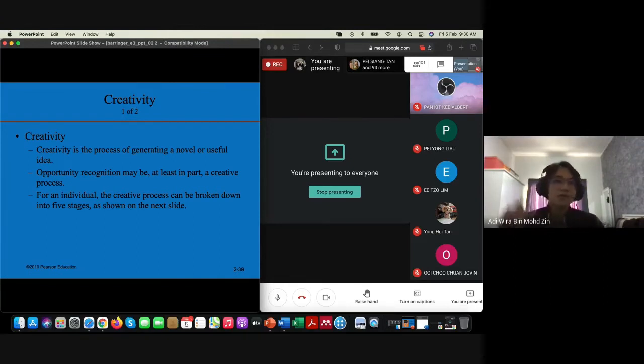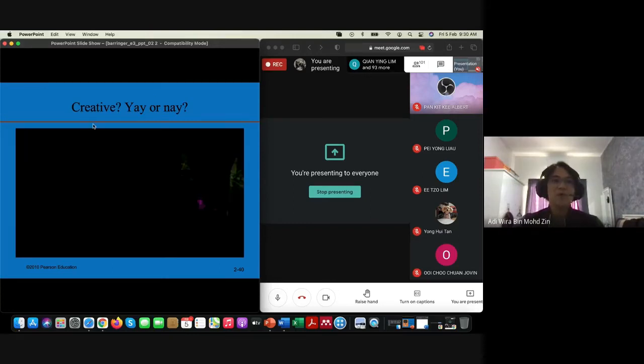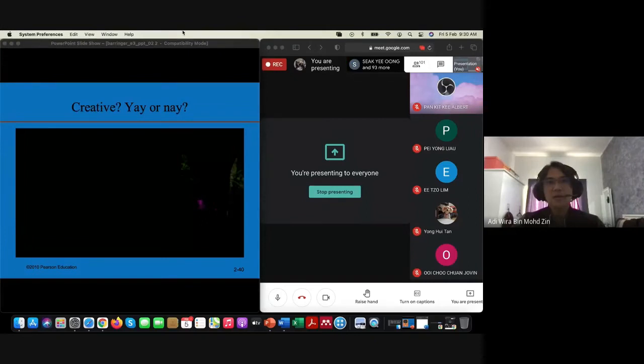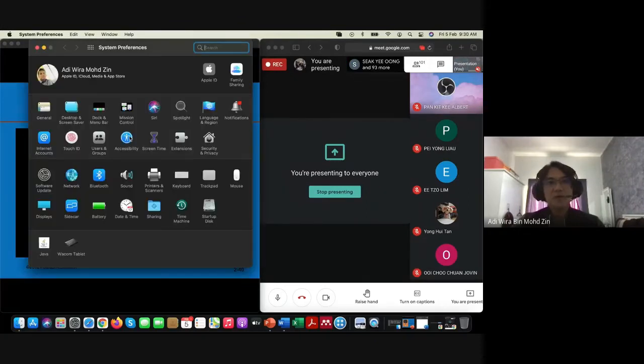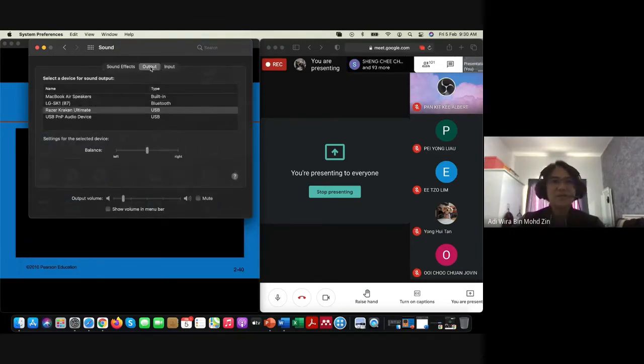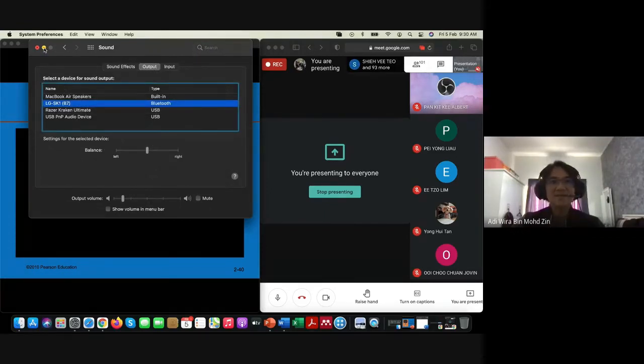When we talk about creativity, we have five stages. Before we go to another slide, maybe you can look at this slide. I just want you to think that creativity doesn't involve a new invention. It is actually creating something a bit different from others, but eventually the thing is still the same.